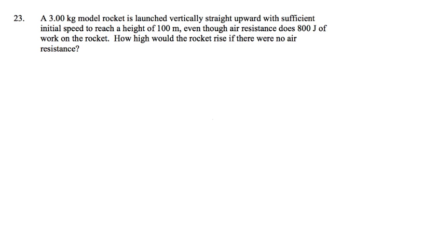This problem is a little bit different because you have to solve something, and then once you know that, you can get the answer. So if you look at this, we have a 3-kilogram model rocket launched vertically, straight up in the air, with sufficient initial speed to reach a height of 100 meters, even though air resistance does 800 joules of work on the rocket. How high would the rocket go if there was no air resistance?